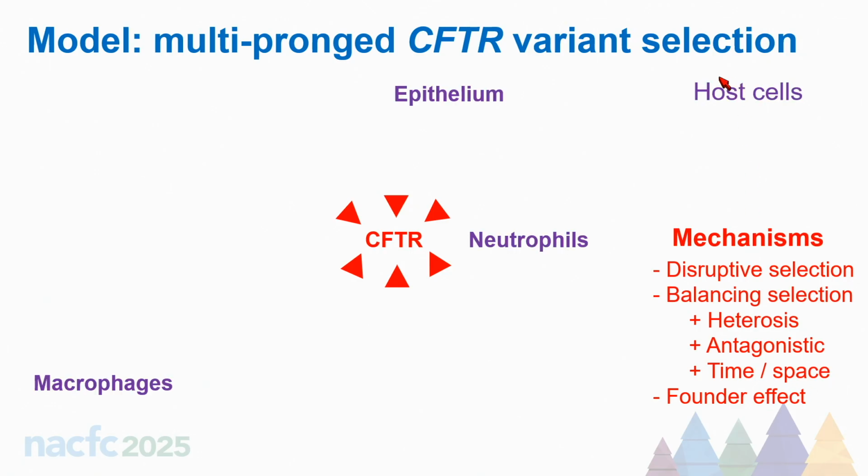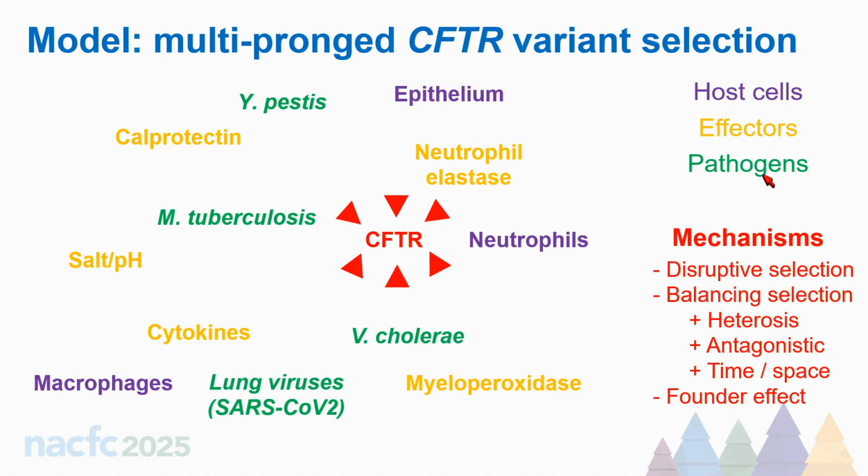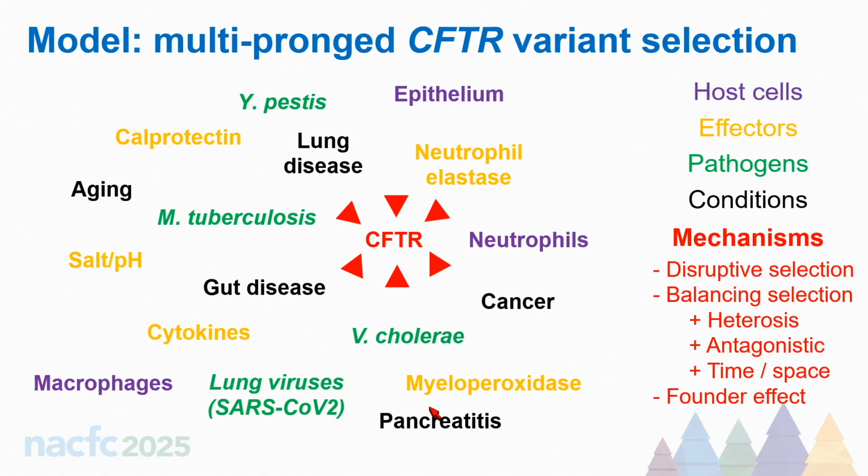So we need to look at CFTR as a protein that's expressed in different cell types, obviously. I put my 3 favorite ones here, but obviously, there's other ones. Different effectors that have been linked to CFTR dysfunction and to defects in the heads. Different pathogens that might be involved, and different conditions that might be linked to CFTR dysfunction.